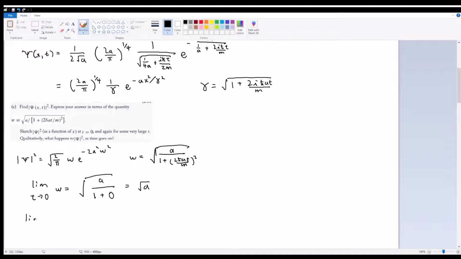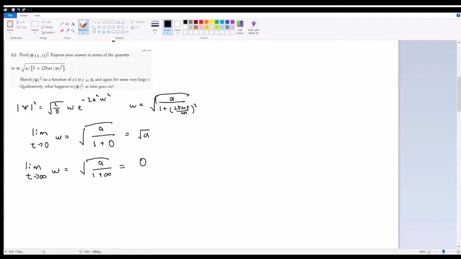In contrast, if t goes to infinity for omega, then what we're going to get is square root of a over 1 plus infinity. So this is just going to go to 0. The problem here is that we have this a term that we don't know what it is. A depends on the setup for our problem, like initial conditions, boundary conditions, whatever they may be. So just for simplicity, let's suppose that a is equal to 1, in which case omega goes from 1 at t equals 0 to 0 at t equals infinity.